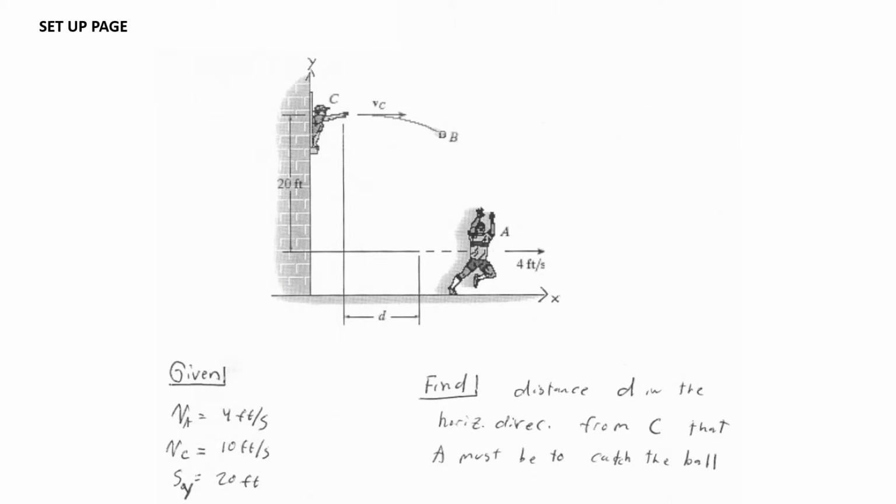So now that we've read through the problem statement and understand what they've given us in the diagram and the wording, and what they're asking us to solve for, our next step is to create our setup page. I use the same diagram right here. We have our C, the velocity at C, the boy over here at A with the velocity at A, the distance between where it's thrown from to where it's caught, and the height difference from where it's released to where it's caught as well. I write out all my givens down here. Velocity of A, 4 feet per second. Velocity of C, 10 feet per second. My S sub Y here is 20 feet. Looking for the distance D in the horizontal direction from C that A must be to catch the ball.